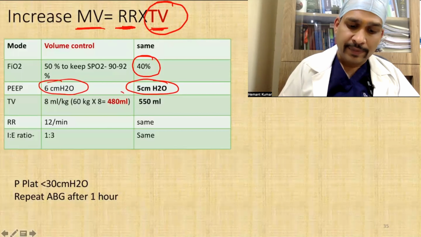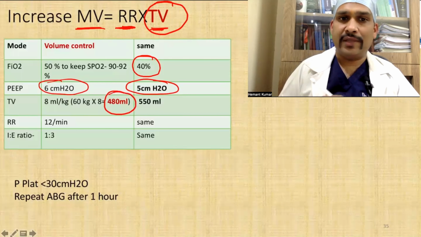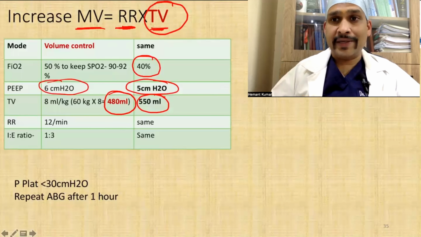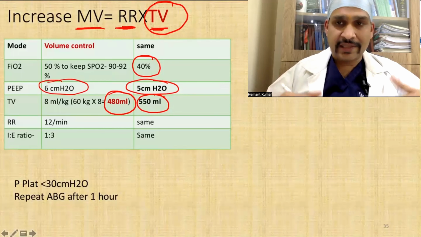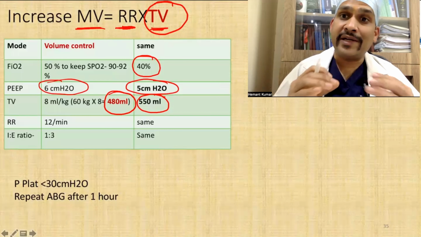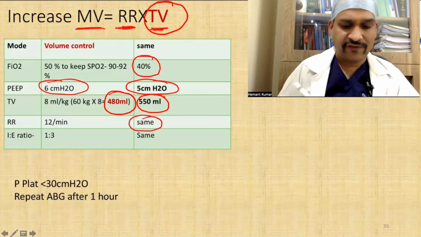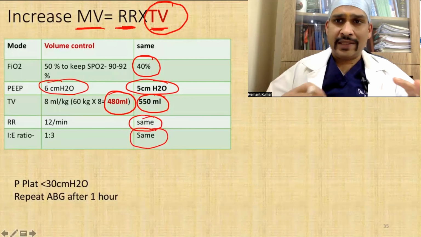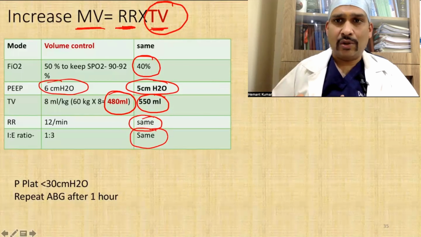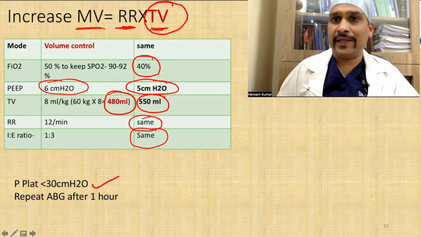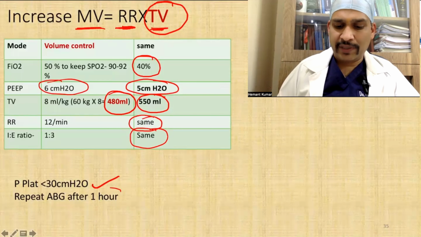Tidal volume, previously we were giving 480 ml, now we have increased to 550 ml. So you can see by reducing PEEP and increasing tidal volume, we can increase minute ventilation. So respiratory rate 12 is sufficient. I:E ratio is the same. So by and large, we have increased minute ventilation, or we can use the appropriate word alveolar ventilation. Again, we have to keep plateau pressure less than 30, and we have to repeat ABG after 1 hour.